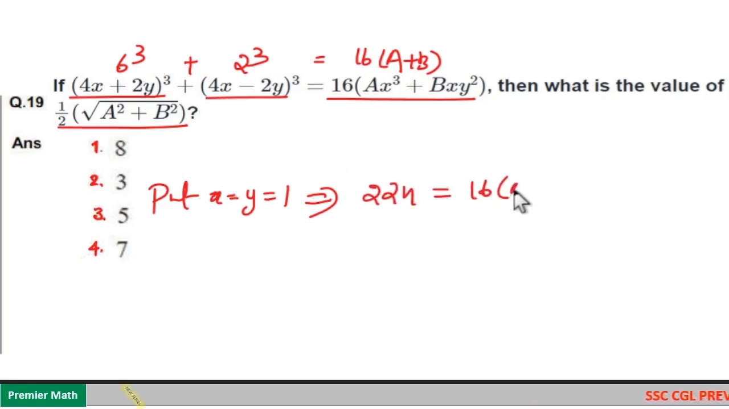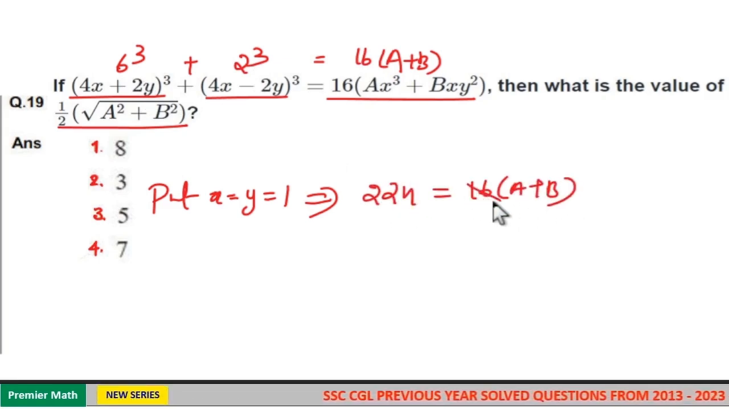224 is equal to 16a plus b. Means 16 goes 1 time in 22, remaining 6. So 16 goes 4 times in 64. So 16a plus b gives 14, that is, a plus b is equal to 14. Now this is bxy square, 2 terms are there, and this is ax cube, 1 term.